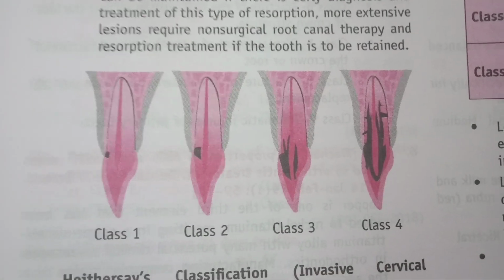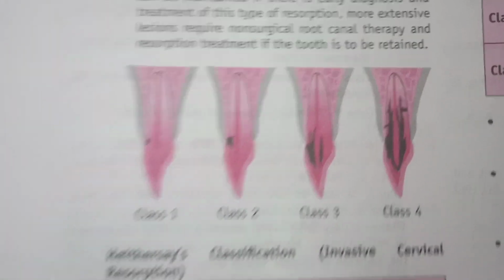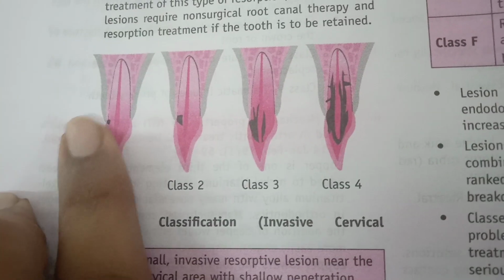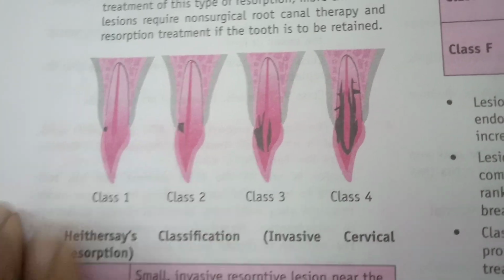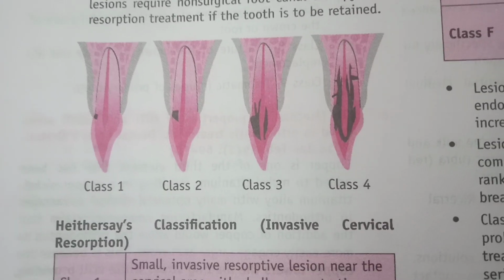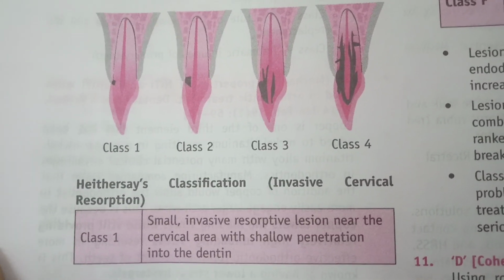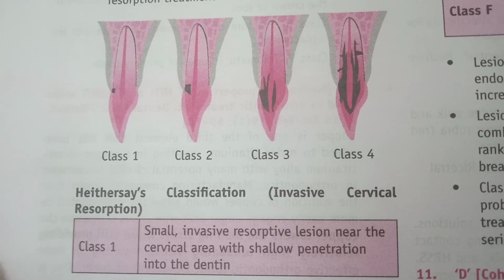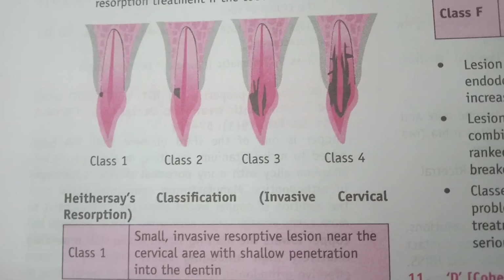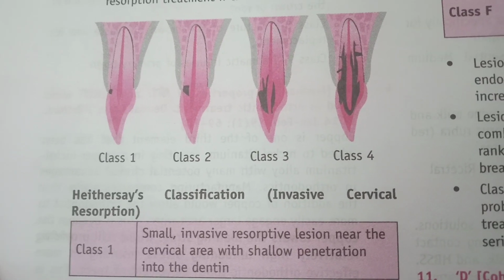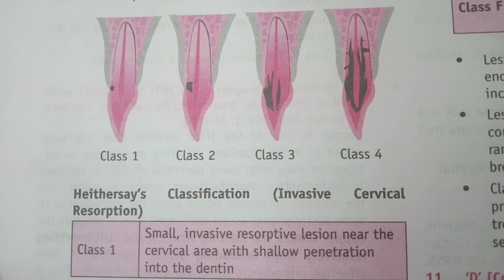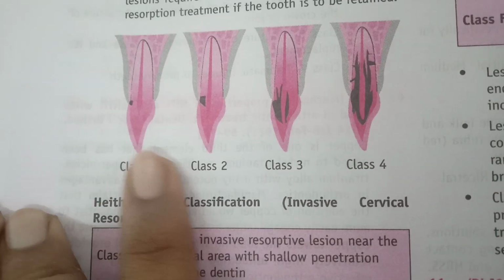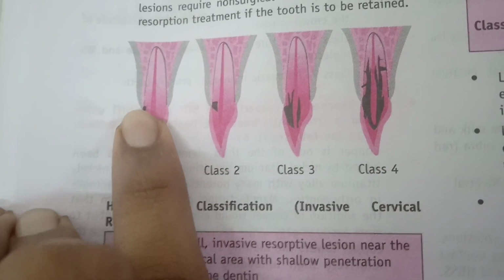You can see class 1. Class 1, this is the cervical invasion resorption, very small. So in class 1, the definition is small invasive resorptive lesion near the cervical area with shallow penetration into the dentin. So it is near the cervical area and the penetration is shallow.